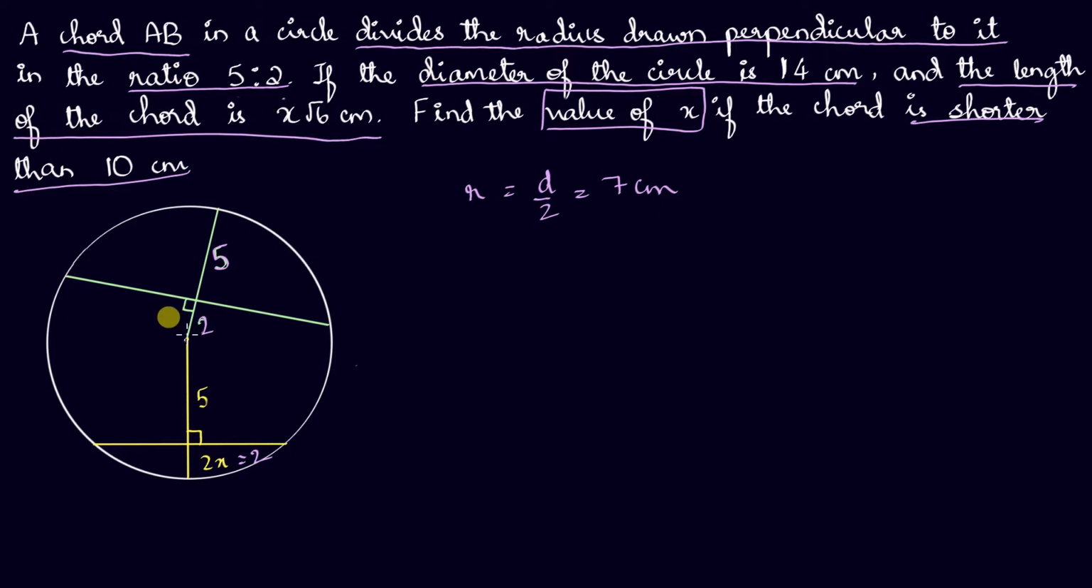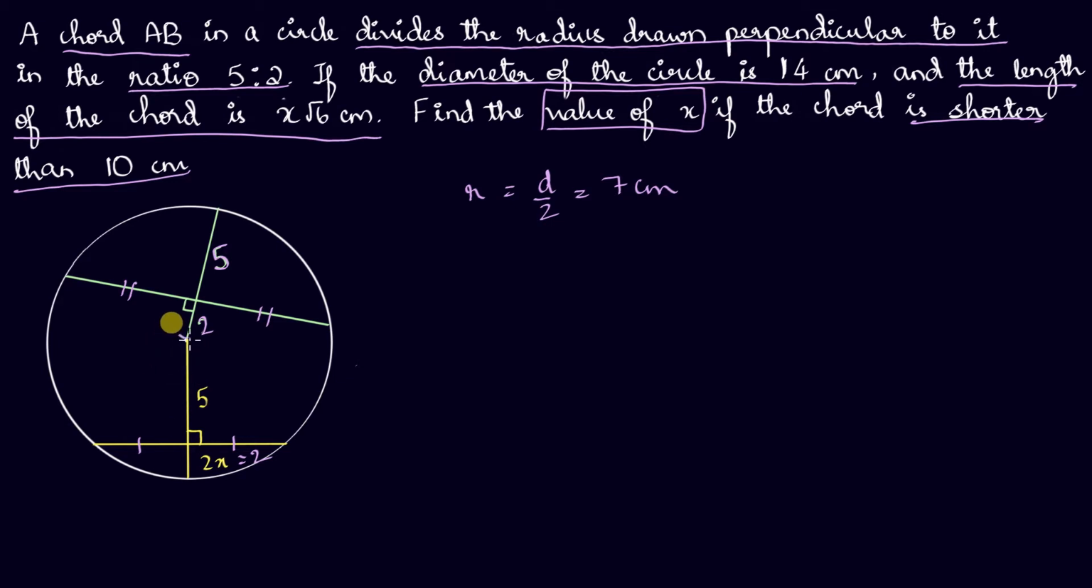Now we know that whenever we draw a radius perpendicular to the chord, it's going to bisect the chord. So these two are going to be equal. These two are going to be equal. Of course, they are of different lengths because of their different distances from the center. Let's just calculate their lengths.